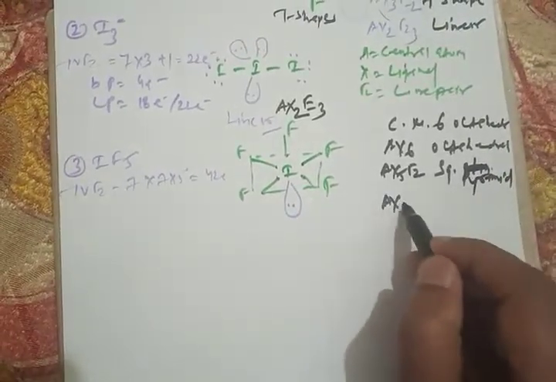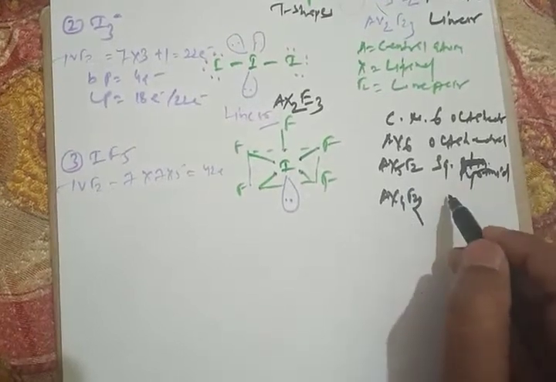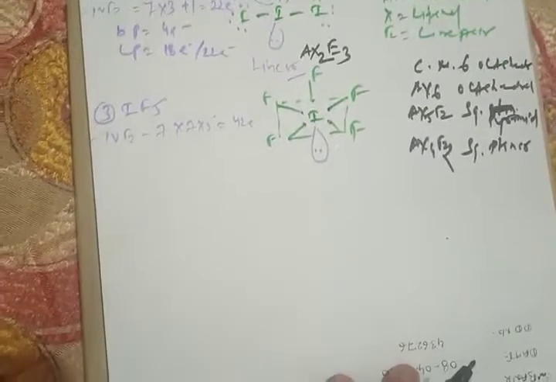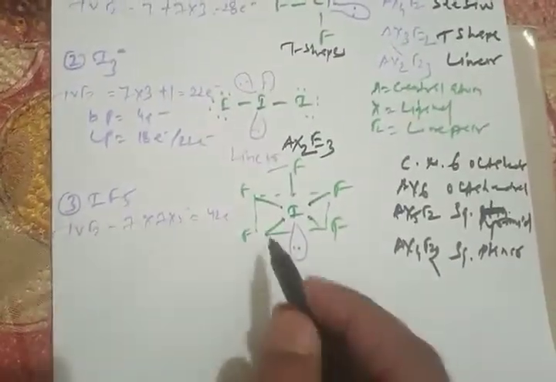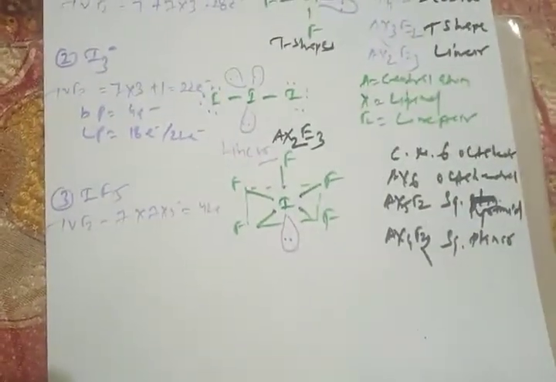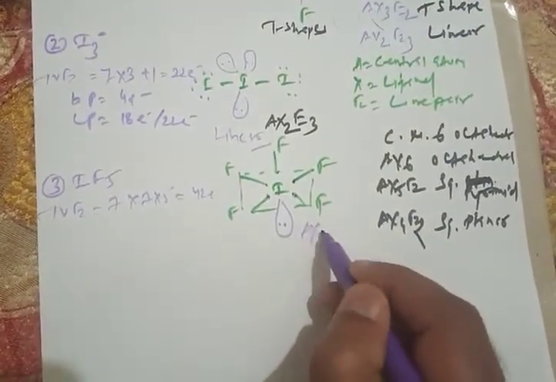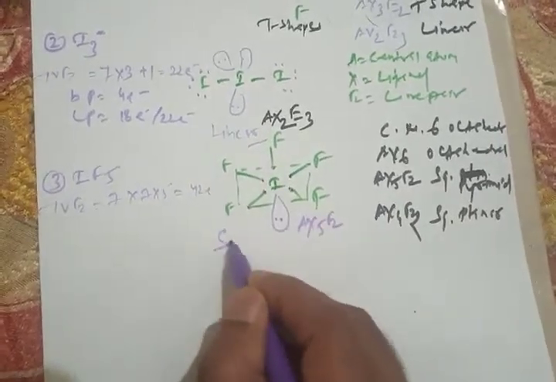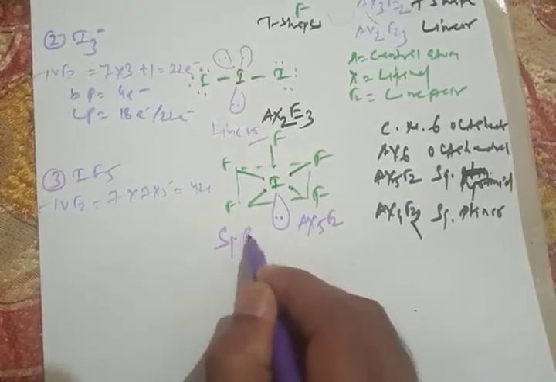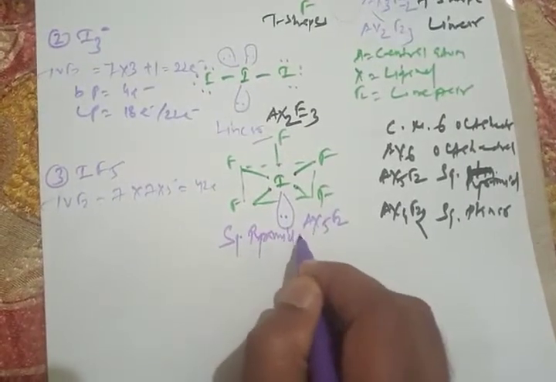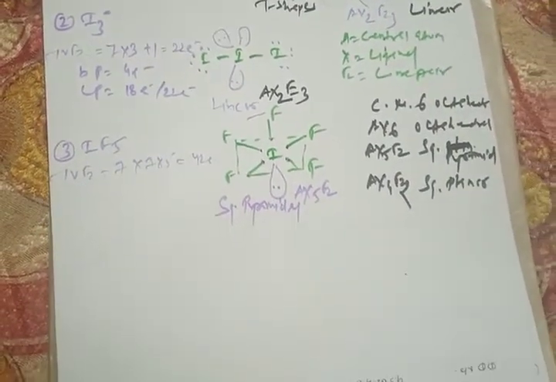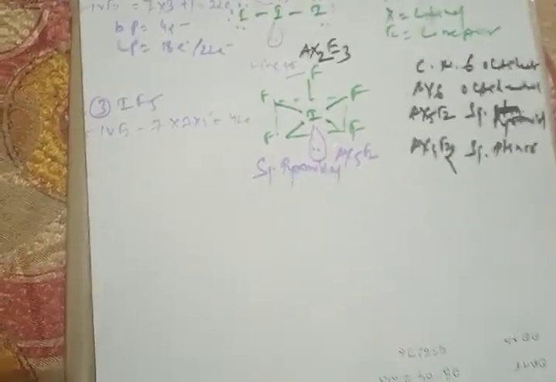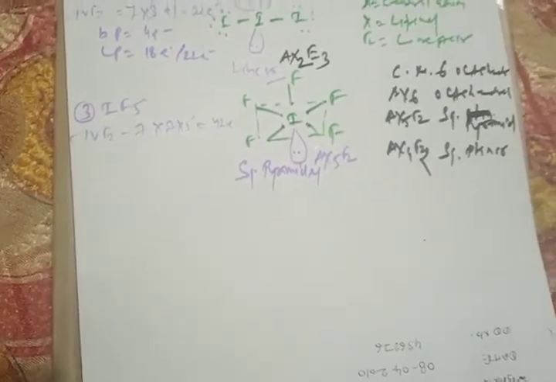And AX4E2, this is square planar. So these three types are available in this coordination number. So this belongs to AX5E, this one, and this is the example of square pyramidal. So this is coordination number 6, which has octahedral geometry, but the structure is square pyramidal. So this is how you need to complete this structure.